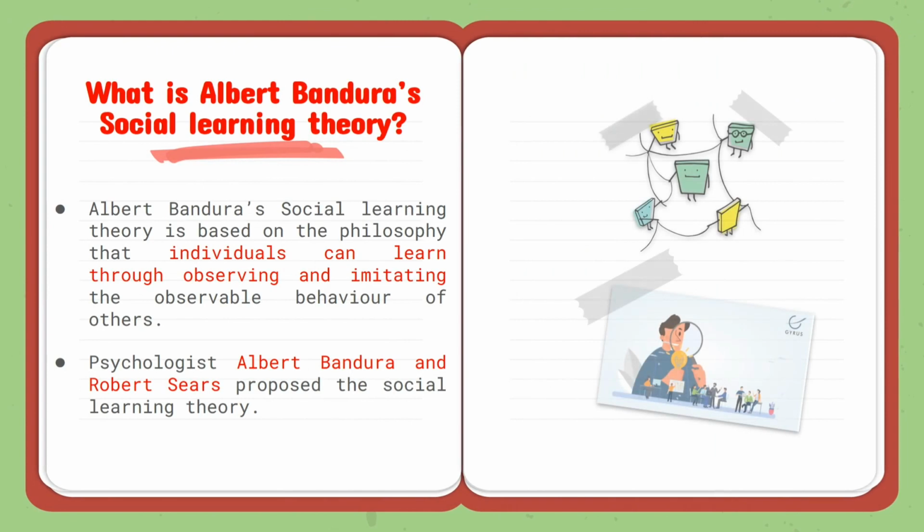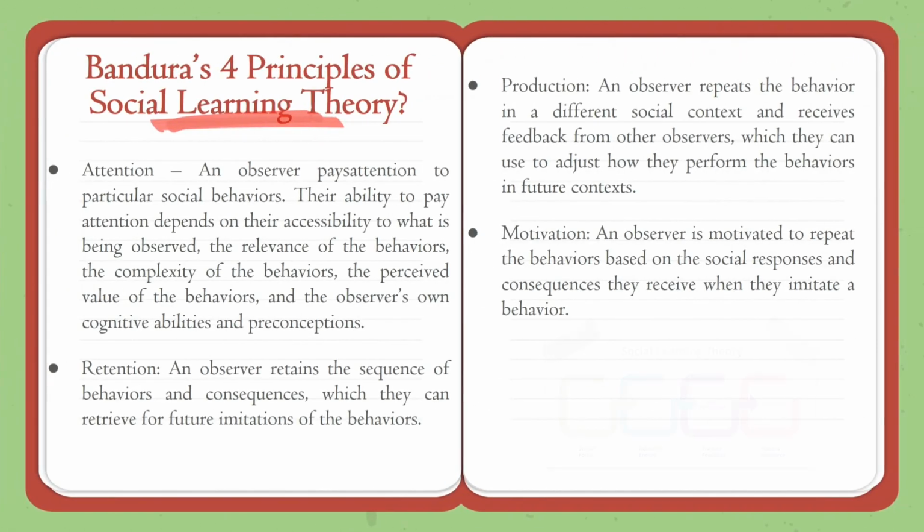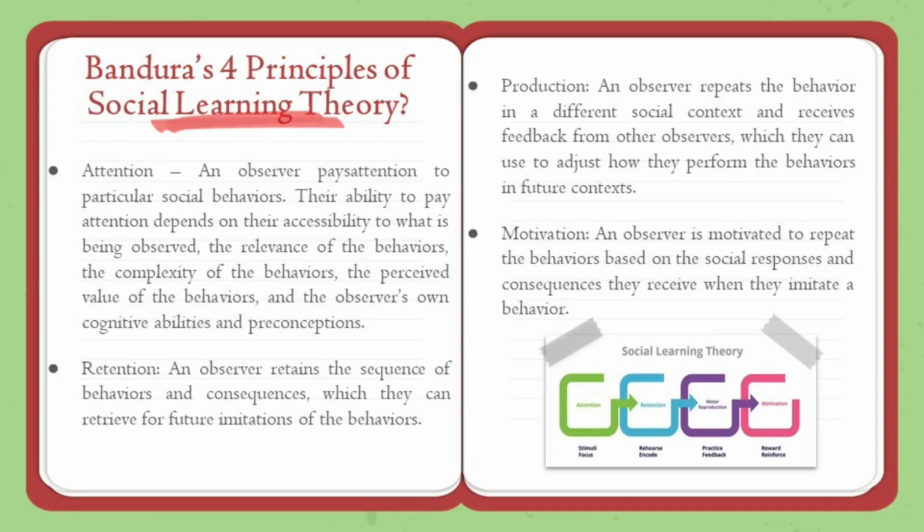According to Albert Bandura's social learning theory, his theory is mainly based on the philosophy that individuals can learn through observing and imitating the observable behavior of others. Psychologists Albert Bandura and Richard Walters proposed this social learning theory. The core concepts of social learning theory are that people can learn through observation, that mental states are important to learning, and that learning does not necessarily lead to change.